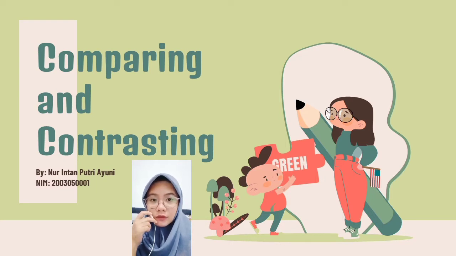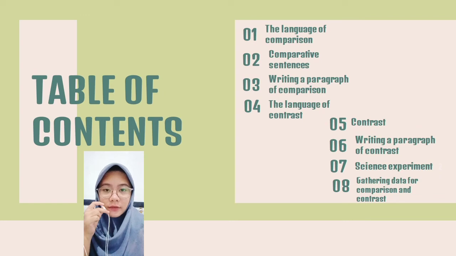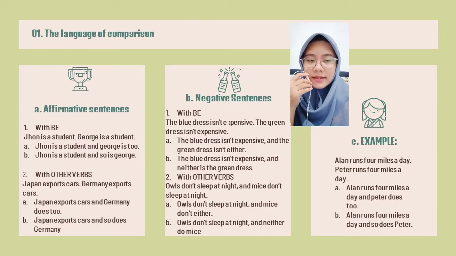Student ID 20030500001, and today I will explain the material about comparing and contrasting. This is the contents of the material. There are the language of comparison, comparative sentences, writing a paragraph of comparison, the language of contrast, writing a paragraph of contrast, science experiment, and the last is about gathering data for comparison and contrast. Alright, the first content is about the language of comparison.